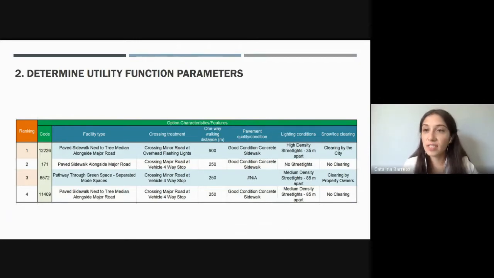So each of these characteristics had several options assigned to them, and this created combinations of about 15,000 different possible routes that a user could rank when going through this ranking exercise. So how this works is that it generates 4 random route options out of that pool and tasks the user with ranking them from best to worst, with 1 being the best and 4 being the worst.